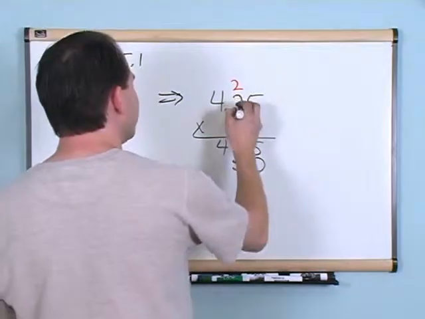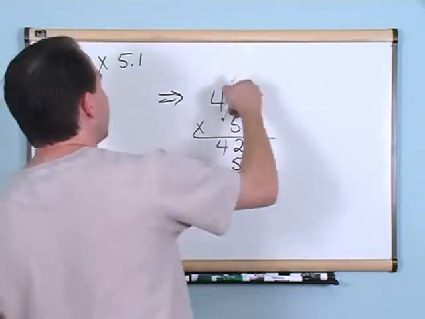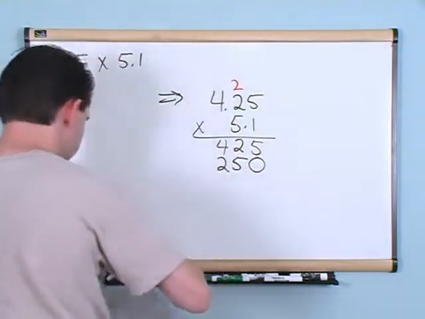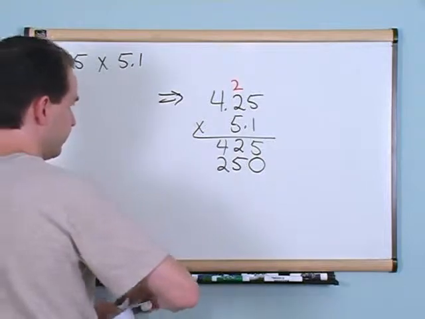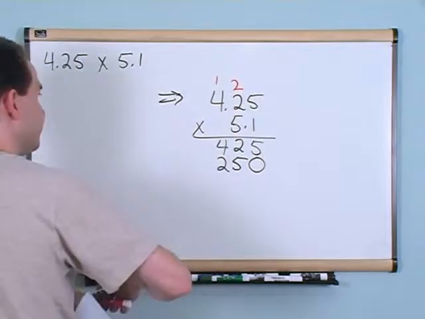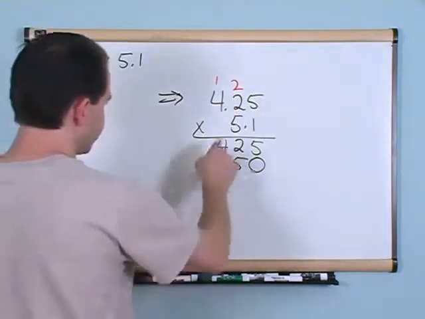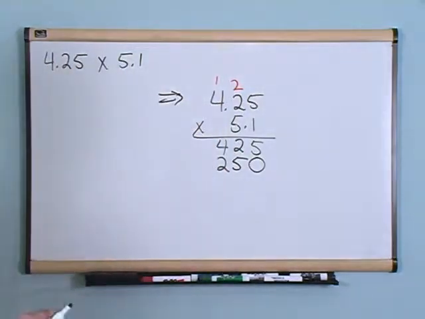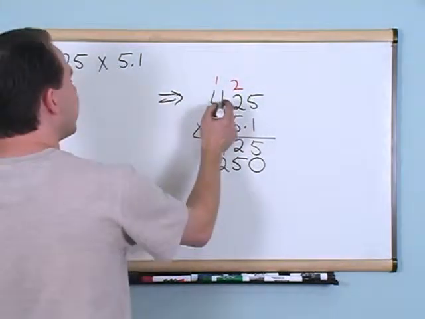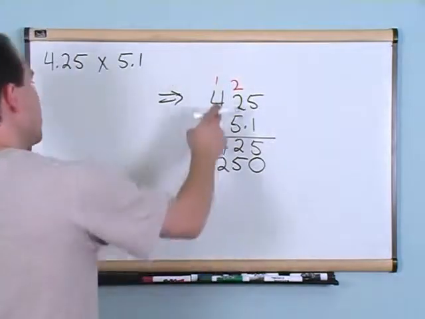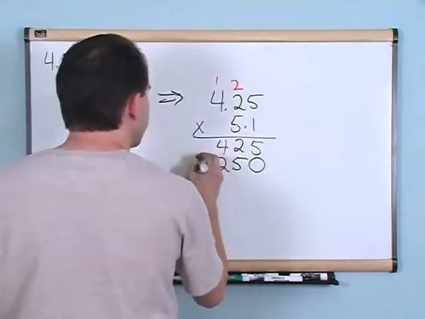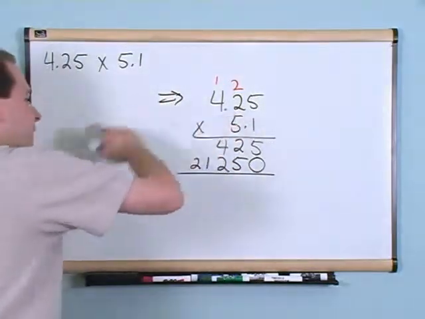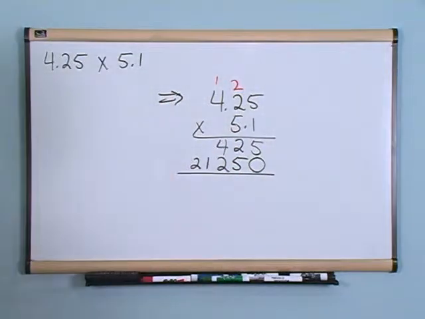Now, 5 times 2 is 10, but you're going to add 2 more, which is going to give you 12. So I put the 2 and I carry the 1. Now, 5 times 4 gives me 20, but I have to add my 1, so that's going to give me 21. So I do the multiplication exactly as if there's no decimals here anywhere, okay?